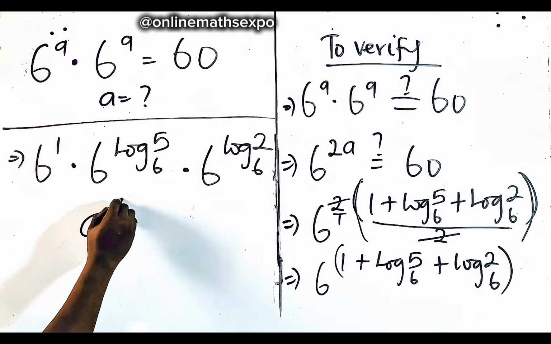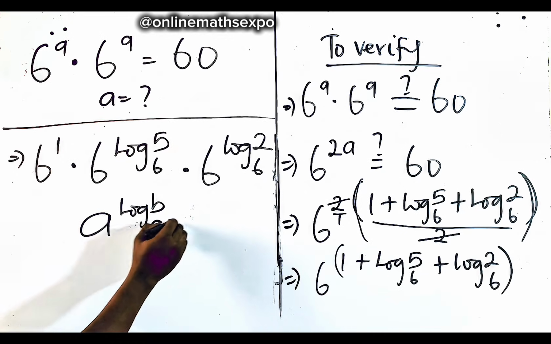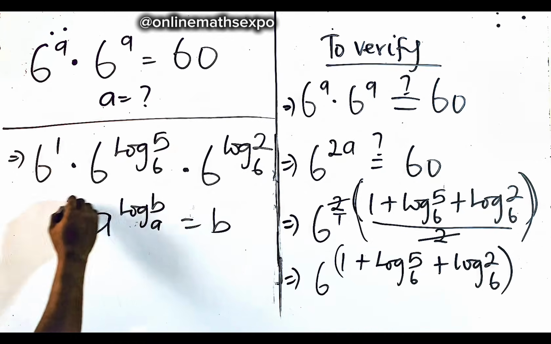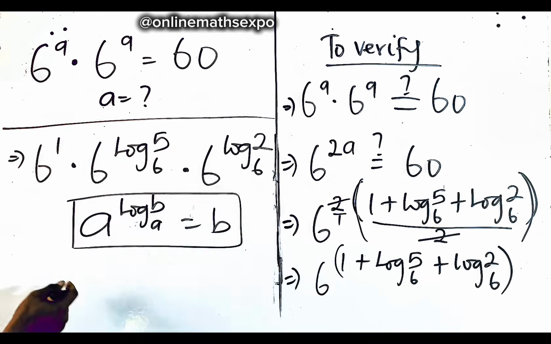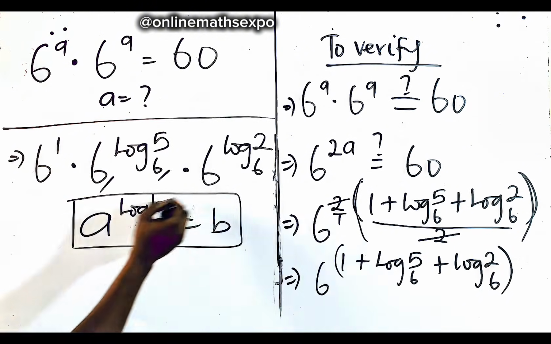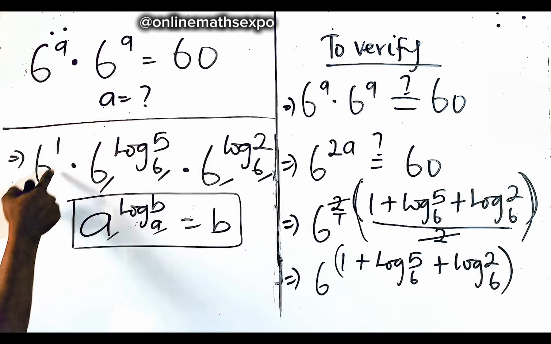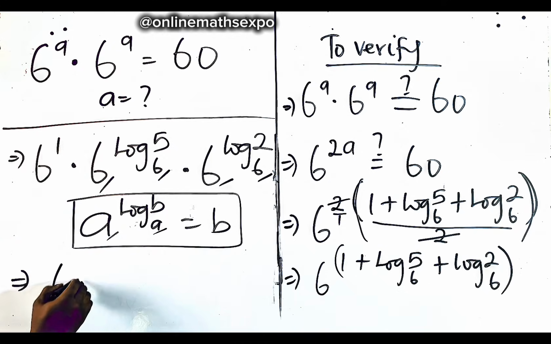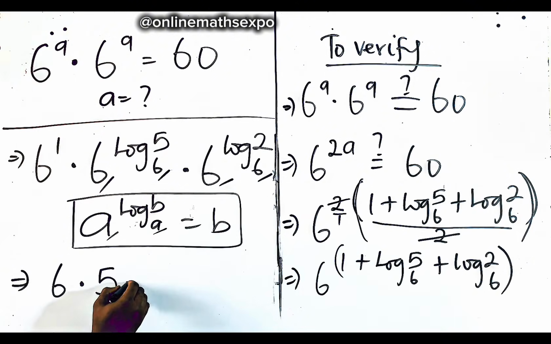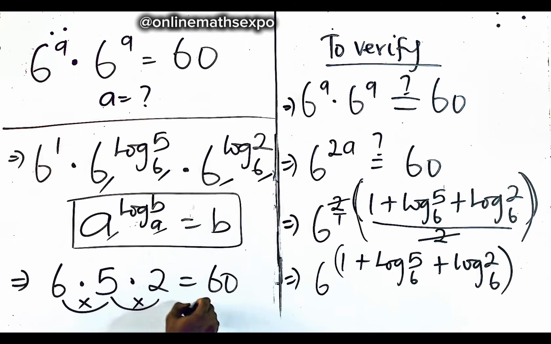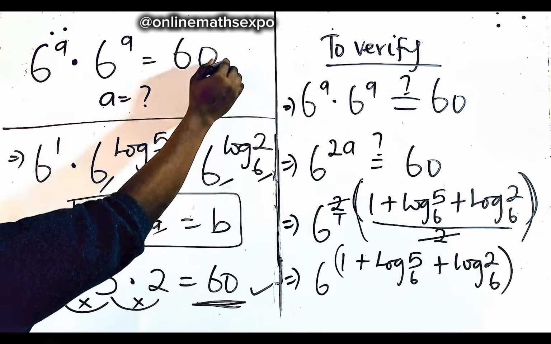For every A to the power of log B base A is always equal to B. So if you apply it here, you observe that these two are the same. Did you see it? Just like what you have here. So it means we are going to have 6 to the power of 1 is 6 multiplied by this gives you 5 and this gives us 2. So if I multiply this, it gives me 30 and I multiply this, it gives me back 60. And that is what we have at the right side.